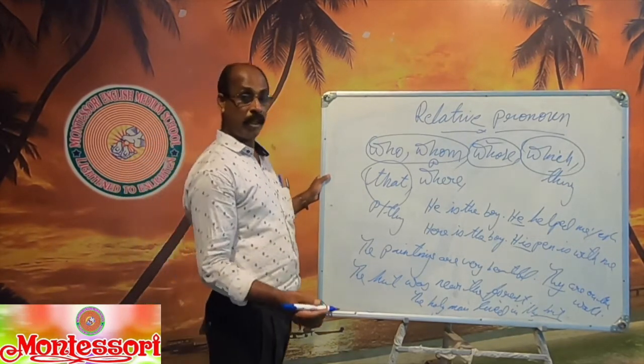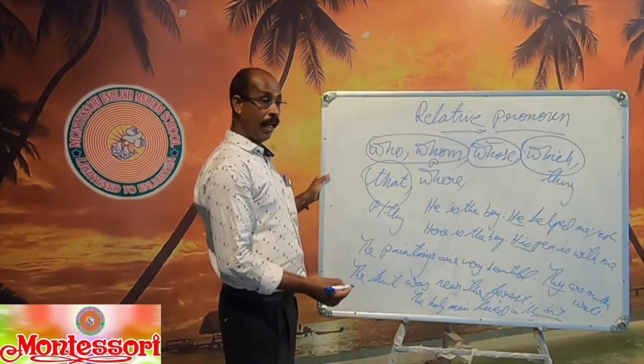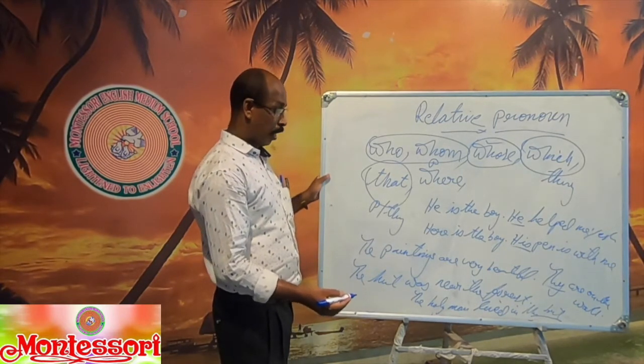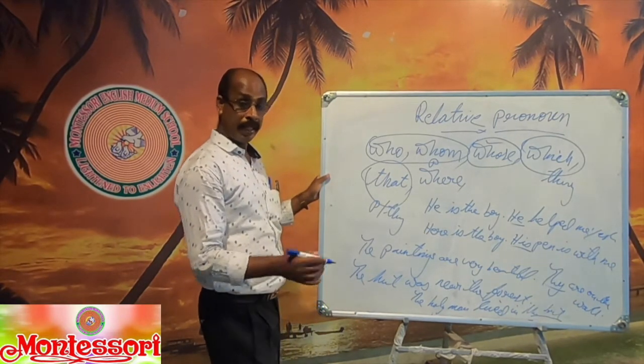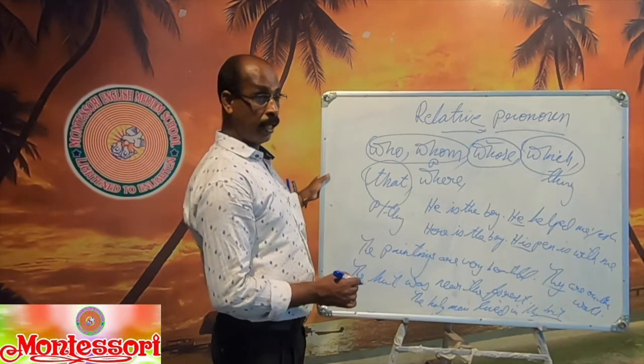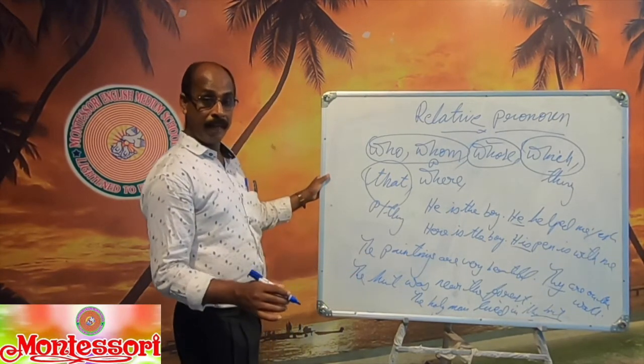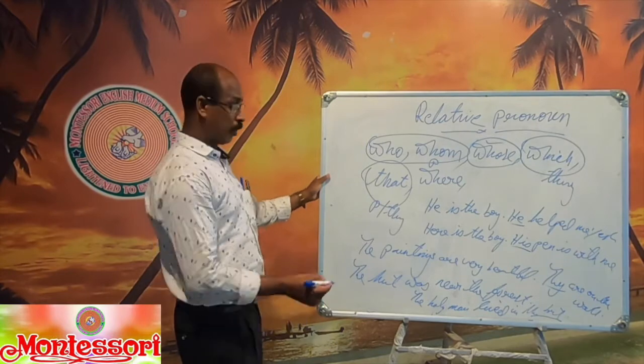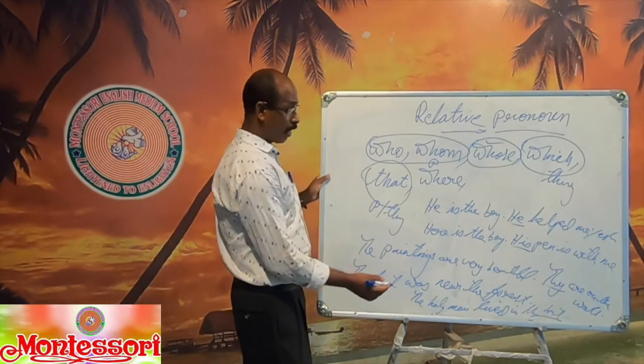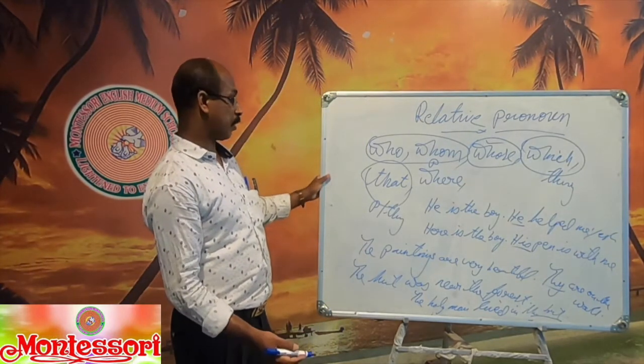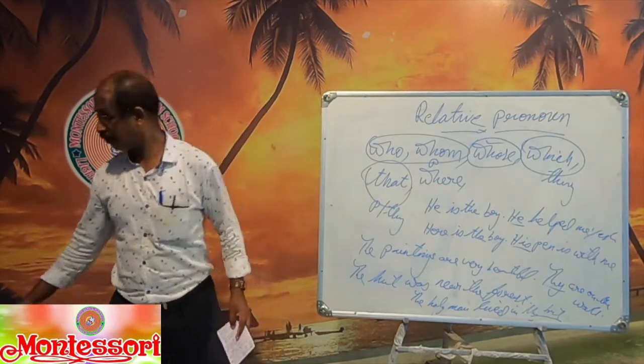In which, you can use where. The holy man lived in the hut. The hut was near the forest. The hut is repeated. The hut in which the holy man lived was near the forest. Or you say, the hut where the holy man lived was near the forest. One more sentence you see.